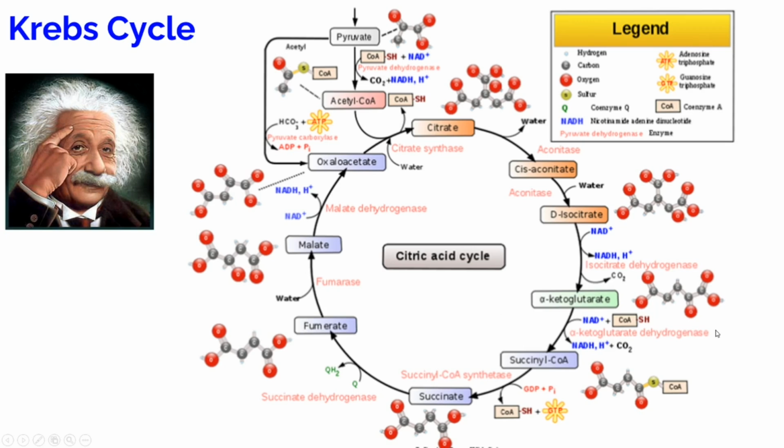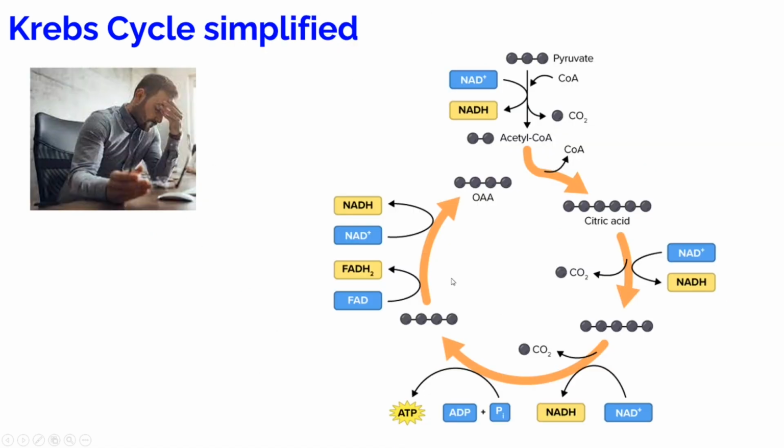So this is all of the Krebs cycle, the citric acid cycle, and it's kind of complicated, as you can see. I kind of included a picture of Einstein. This is the big brain diagram of it. There is a simpler diagram that I kind of simplified here. You can take a look at this one later, if you'd like. This is more of an oversimplification.